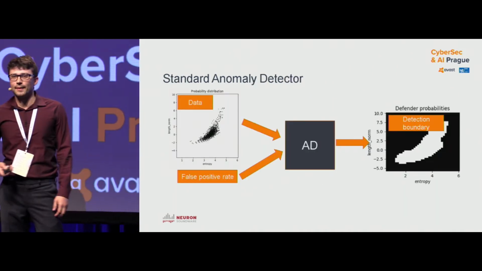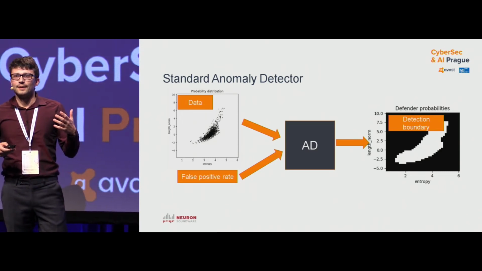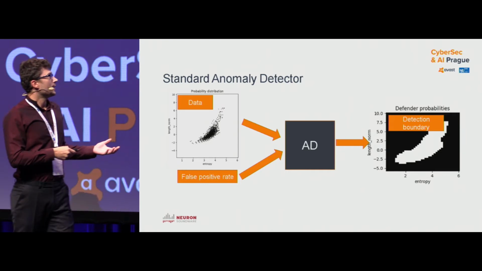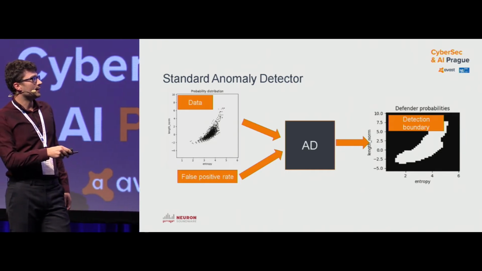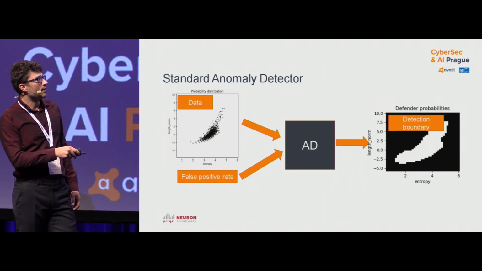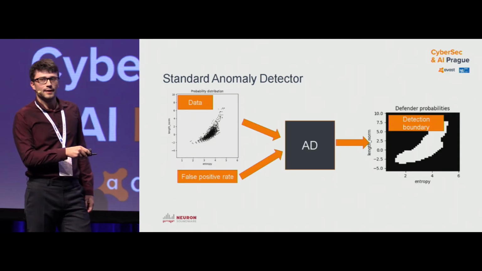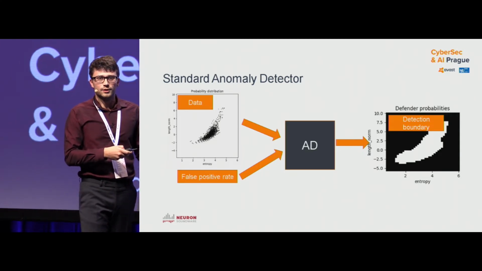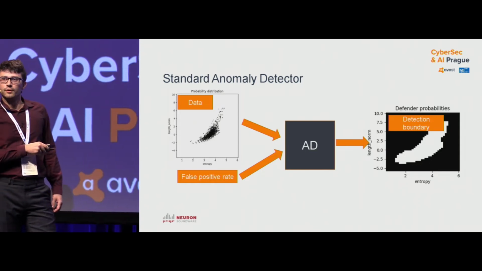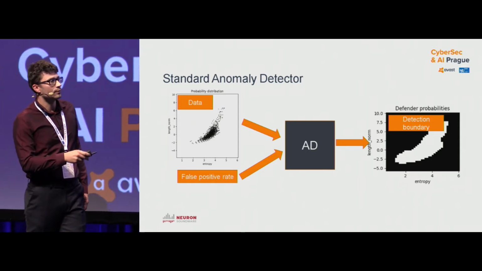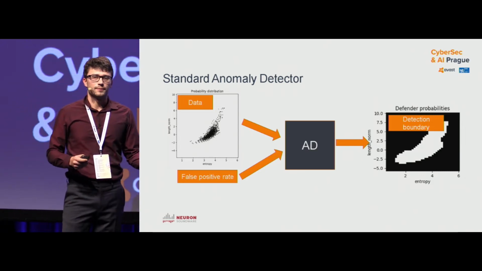So let's get back to the context where we are. Standard anomaly detectors work as a black box. They obtain a set of data and create sharp boundaries around what is anomaly and what is benign, or nominal, data. If we add false positive rate constraints, the false positives will scatter around, usually unsystematically.